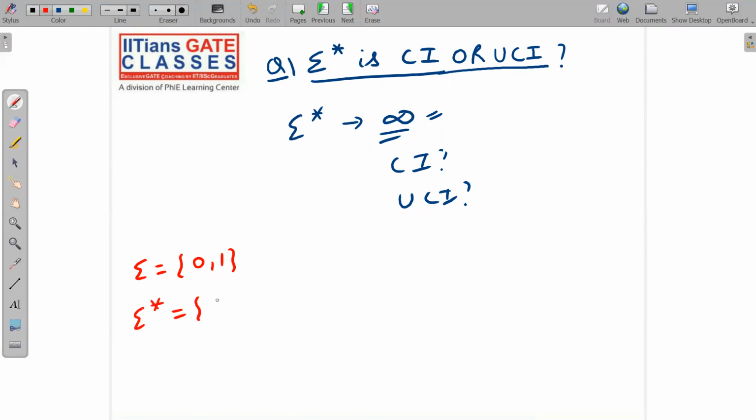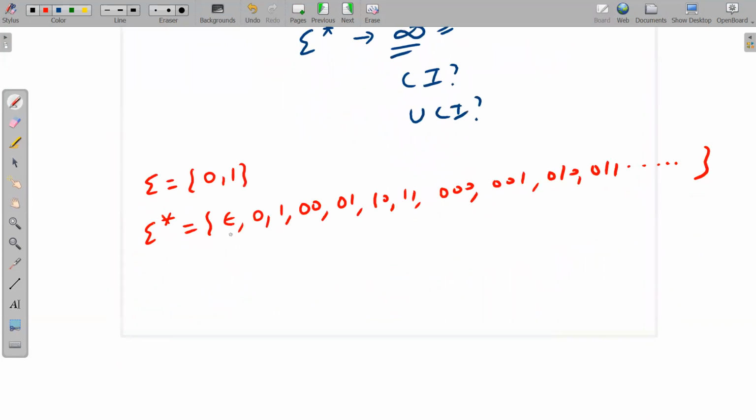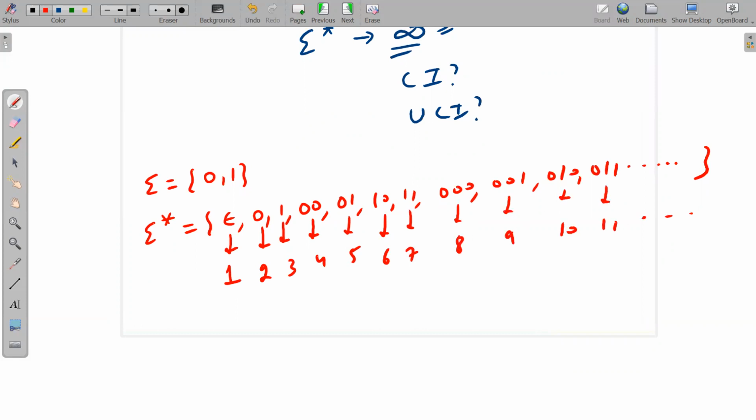Sigma star will be: null, 0, 1, then 00, 01, 10, 11, then 000, 001, 010, 011, dot dot dot up to infinity. Like this we write sigma star. So sigma star is nothing but all possible strings over 0 and 1. Let me label it like this: null is mapped with natural number 1, 0 with natural number 2, 1 with 3, then 4, 5, 6, 7, 8, 9, 10, 11, and so on.